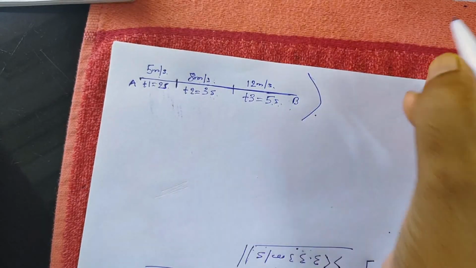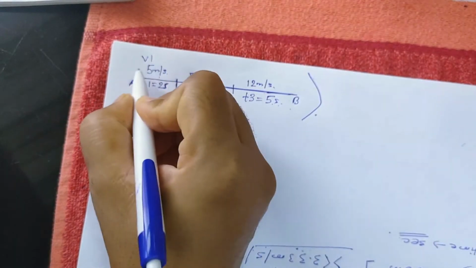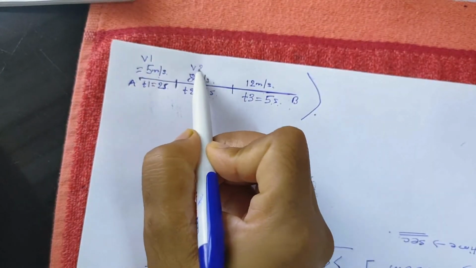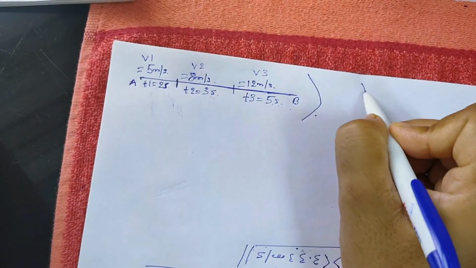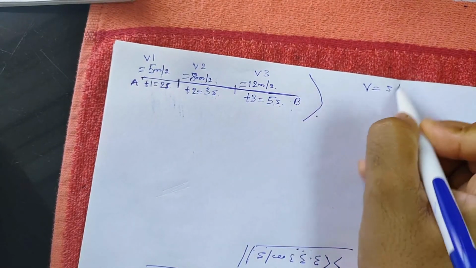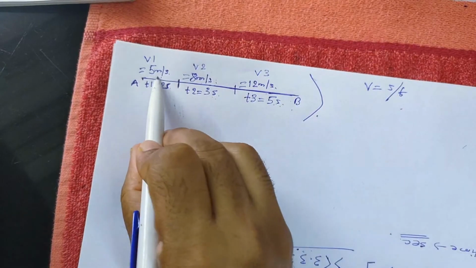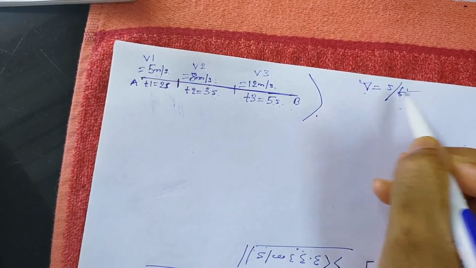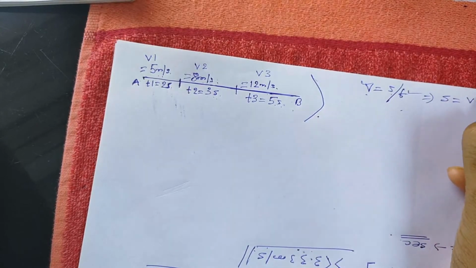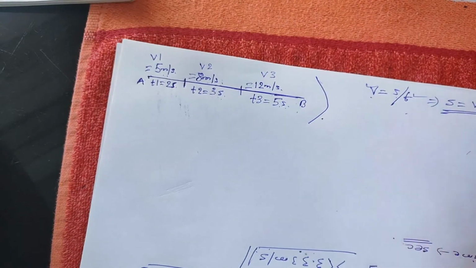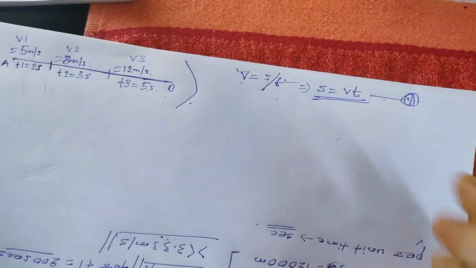Okay. So basically there are 3 speeds which are given. So let us call them V1, V2, and this is V3. We know the formula of speed. Speed is S by T, distance traveled by time. We have speed, we have time, so we can calculate S. So the formula of S will be V into T. This is the equation we can use in order to calculate the constituent distances.